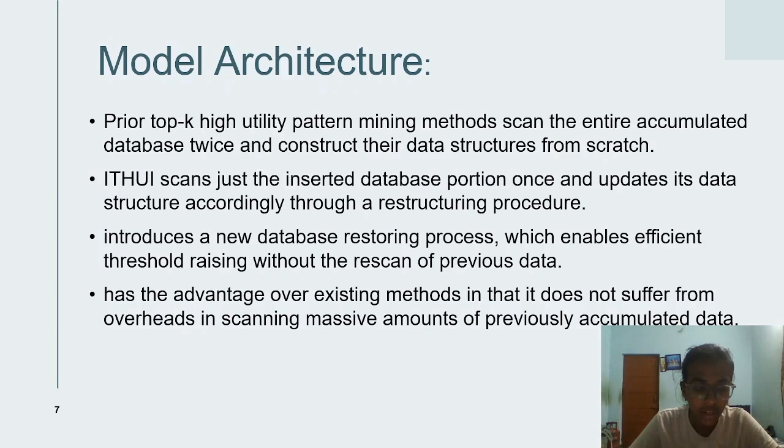Now let us look at the model architecture. The prior top K high-utility pattern mining methods scan the entire accumulated database twice and construct the data structures from scratch. However, the proposed algorithm scans just the inserted database portion once and updates its data structure accordingly through a restructuring procedure. It also introduces a database restoring process which enables efficient threshold raising without the rescan of previous data. Thus, the algorithm has the advantage over existing methods in that it does not suffer from overheads in scanning massive amounts of previously accumulated data.